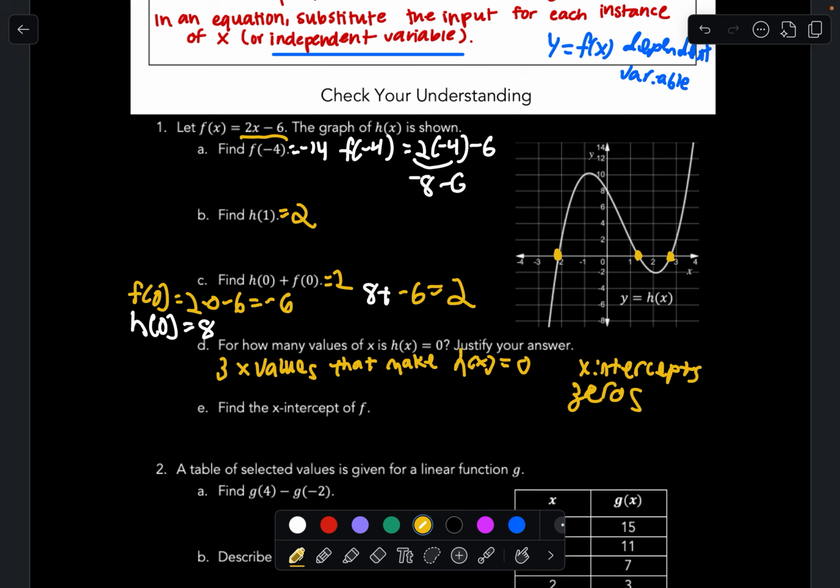It says find the x-intercept of f. F was the equation. So they want the x-intercept of 2x minus 6. You just set it equal to 0 and solve. Add 6. Divide by 2, you get x equals 3.